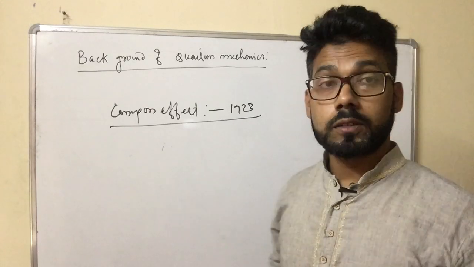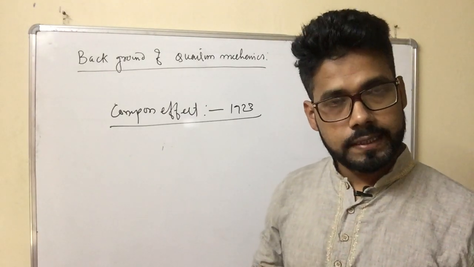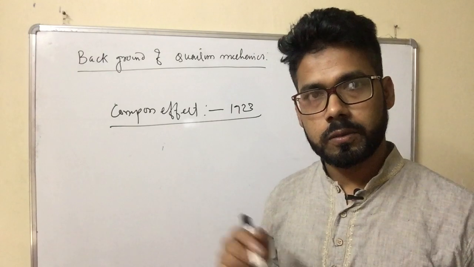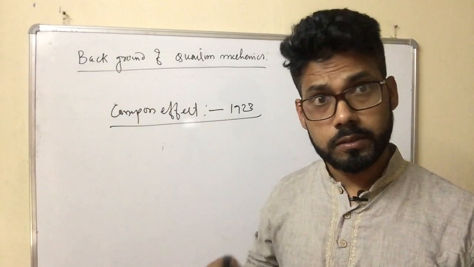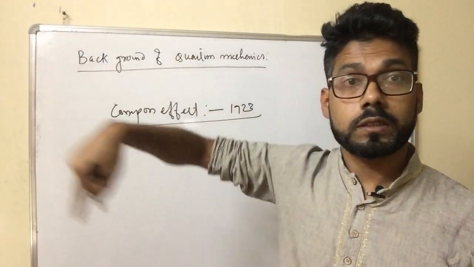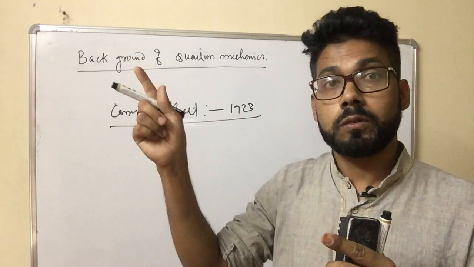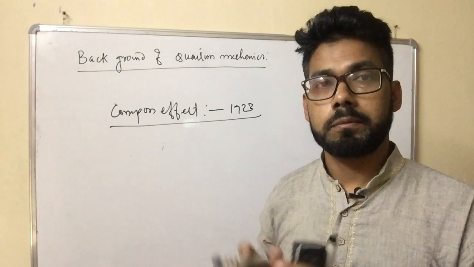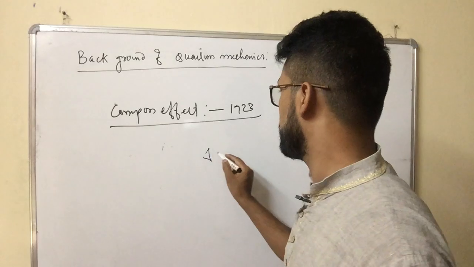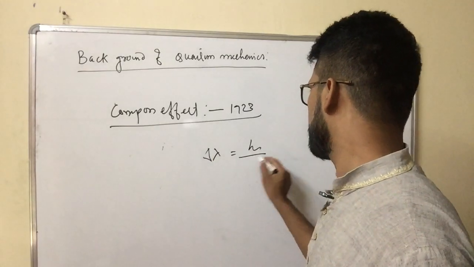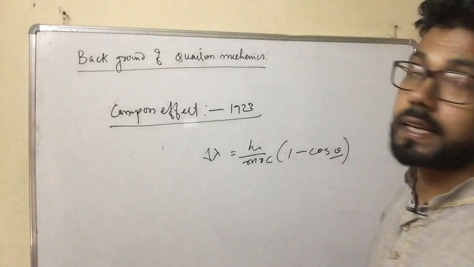So in the Compton effect, he considered a high-energy X-ray photon allowed to fall on a free electron of an atom, which is the outermost shell electron. Because of the interaction of electromagnetic radiation and the outermost electron, the shifting of frequency takes place. We know the Compton shift is h/mc (1 minus cos theta), where theta is the scattering angle.